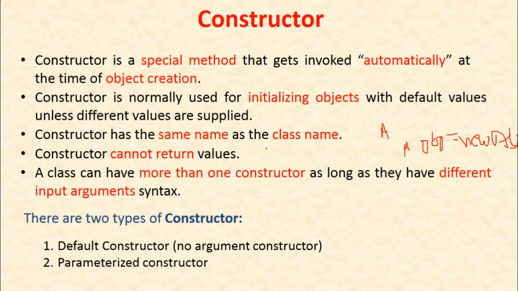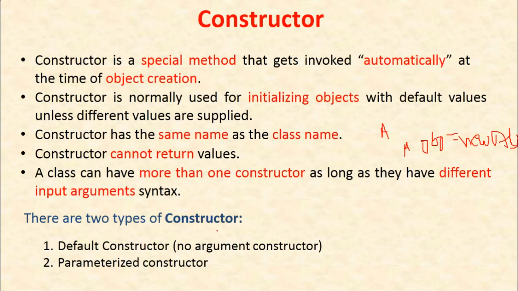A constructor has the same name as the class name. So this is a method. Definitely a constructor is a method, but it has the same name as the class itself. A constructor cannot return a value. So please remember that a constructor cannot return any value. A class can have more than one constructor as long as they have different input arguments. You can use one, two or more constructors in your program, but the arguments of each and every constructor should be different.